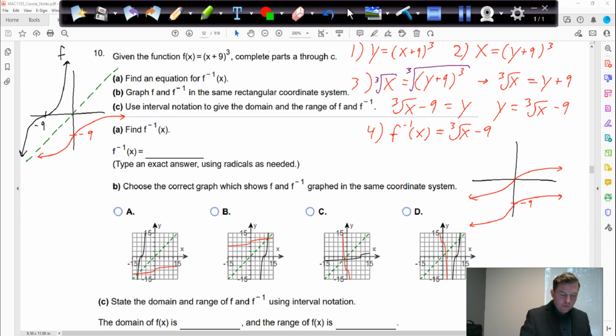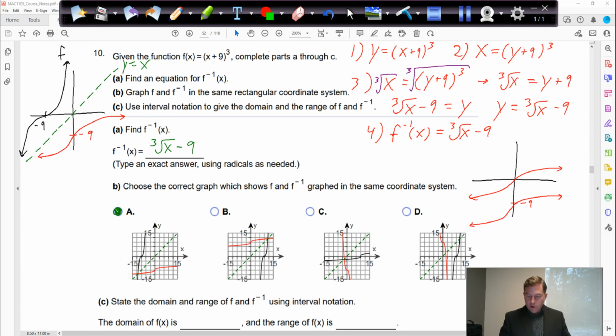And if I've drawn it correctly, it should be roughly symmetric about that line, y equals x. And look at it, a little crook-eyed maybe. It does look like it's going to be symmetric. And it also gives us the answer to the correct drawing. The correct drawing is A. But let's record what the inverse was. It was the cube root of x minus 9.